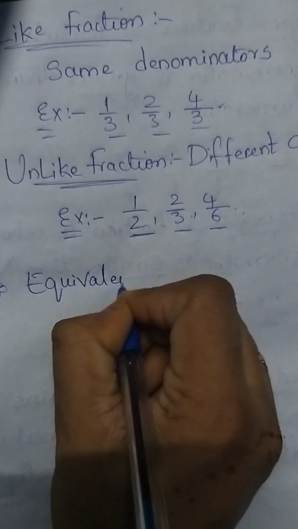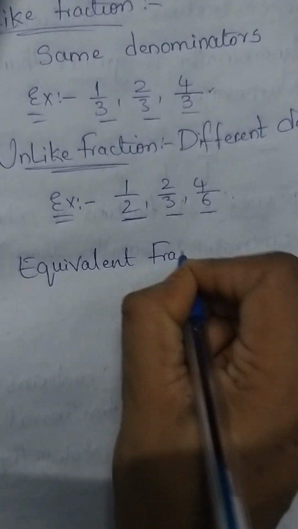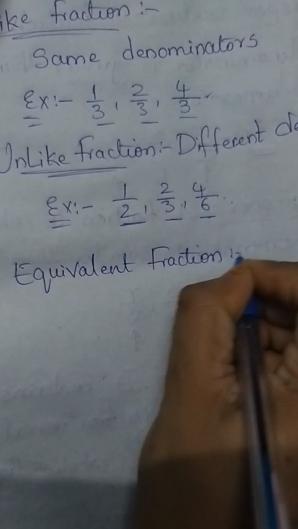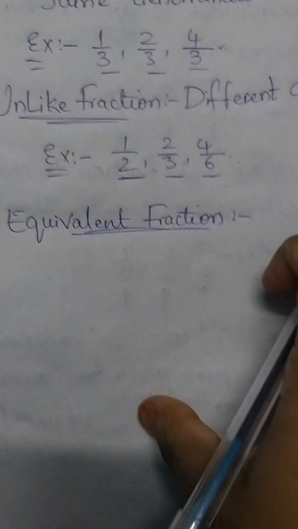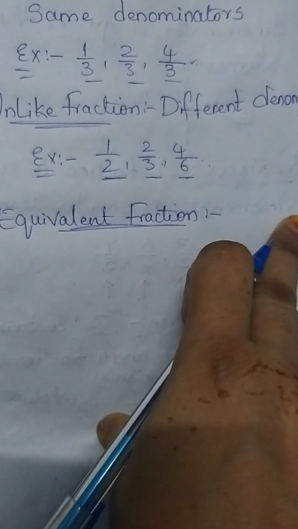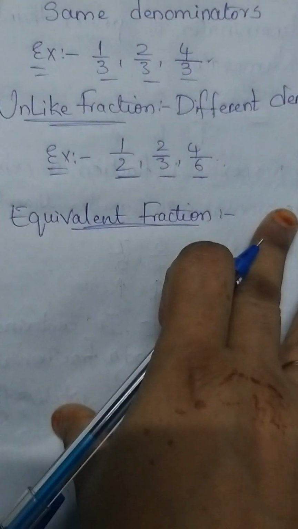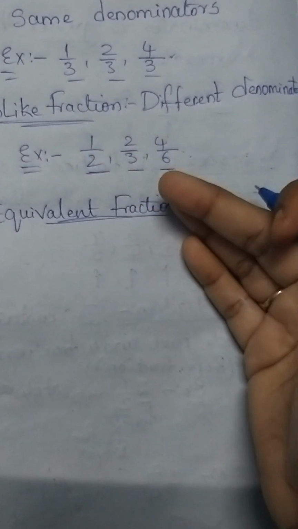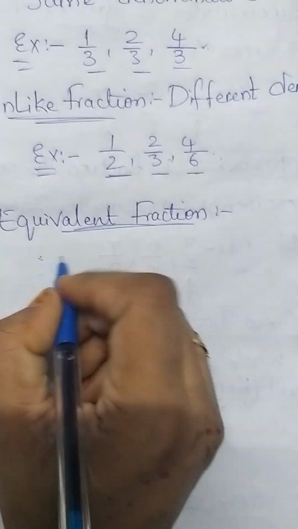Another, the last one, is equivalent fraction, children. For this, today I am ending this video. All the different types of fractions are in this video, children. Please understand this video, children. In the next part I will go to problems, comparing problems. Okay, children. First, what is an equivalent fraction? This is very important, children.